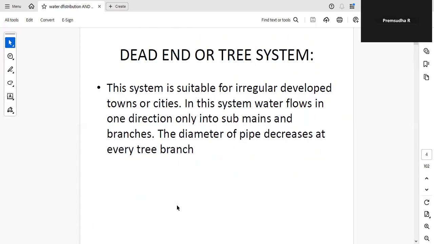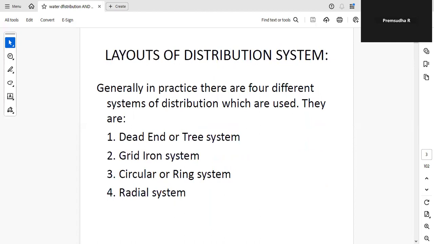We'll see what all the layouts of the distribution system are. Before we start the layout, another PPT: what are all the systems of supply.